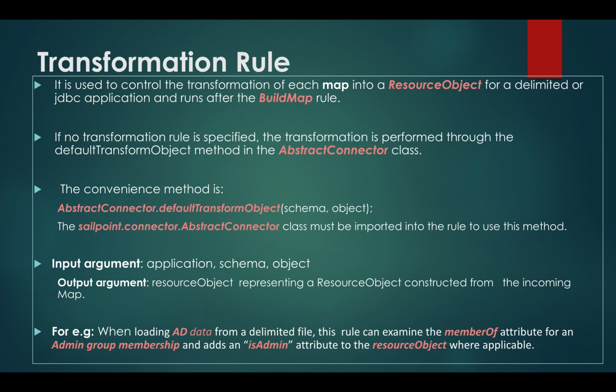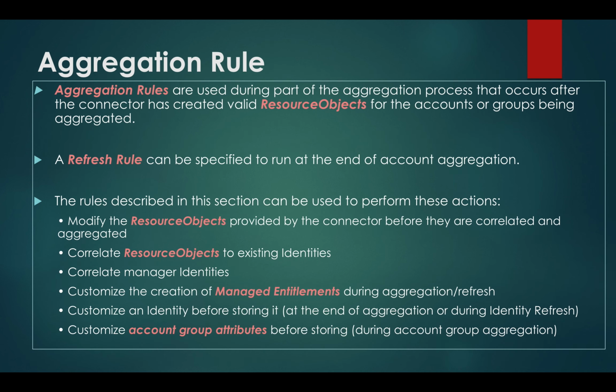An instance where the transformation rule can be important could be when loading AD data from a delimited file. This rule can examine the memberOf attribute for admin group membership, and it can add an isAdmin attribute to the resource object where applicable. So this kind of customization or requirement can be fulfilled through the transformation rule.